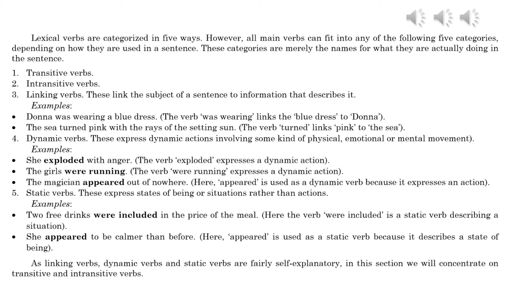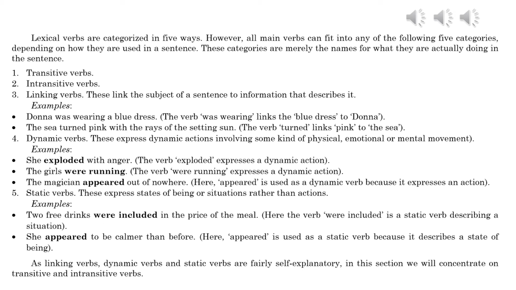Examples. She exploded with anger. The verb exploded expresses a dynamic action. The girls were running. The verb were running expresses a dynamic action. The magician appeared out of nowhere. Here, appeared is used as a dynamic verb because it expresses an action. 5. Static verbs. These express states of being or situations rather than actions.